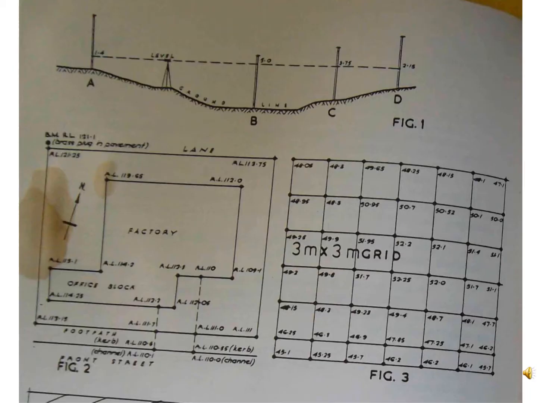This diagram shows a level drawing, so the points A, B, C, D, and also the block plan. The block plan and the points A, B, D, C make up a level drawing. This is the block plan with the points A, B, C, D in the level drawing.